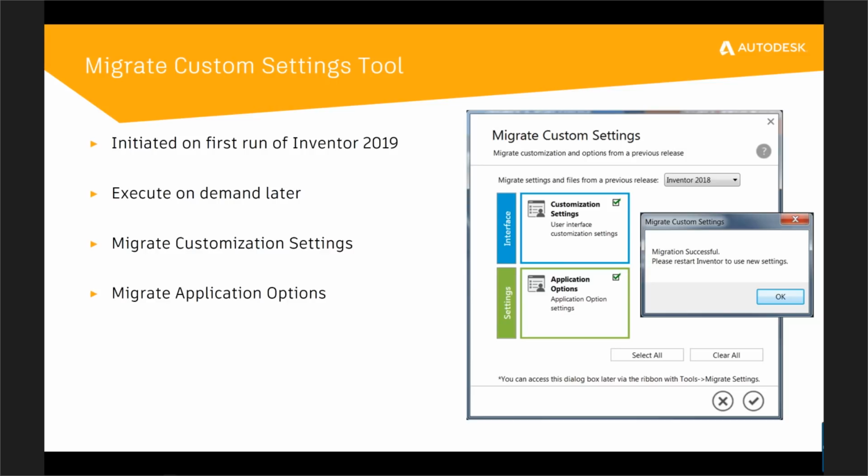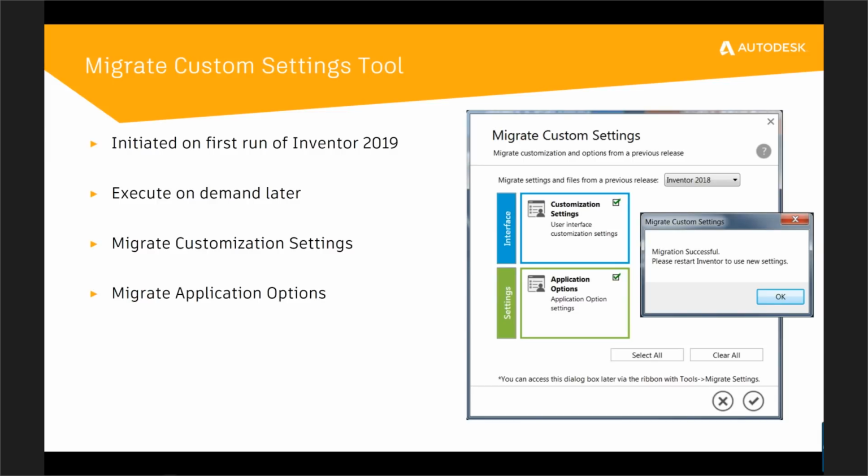Now, the first time you launch 2019, it'll bring up this dialog. Don't worry if you said no or you didn't do it. You can always go back and execute this command later on if you do want to migrate these. So administrators now have additional control over these initial options and their deployments and how they set those up for their users.